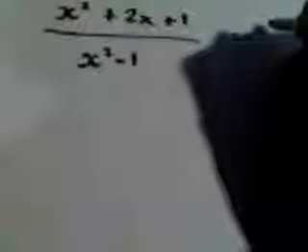This time we're going to take x squared plus 2x plus 1 all over x squared minus 1. Slightly tricky one to factorise, but again, no reason why we couldn't do it. Now we factorise the top. We can factorise this as (x plus 1) multiplied by (x plus 1).